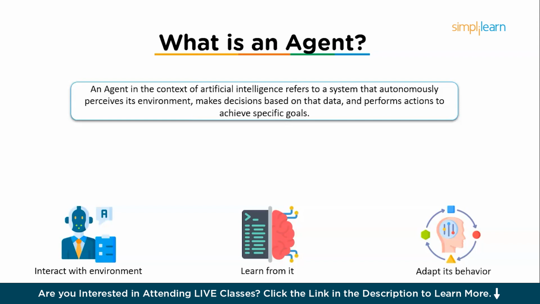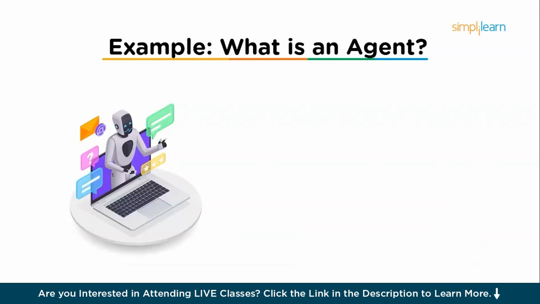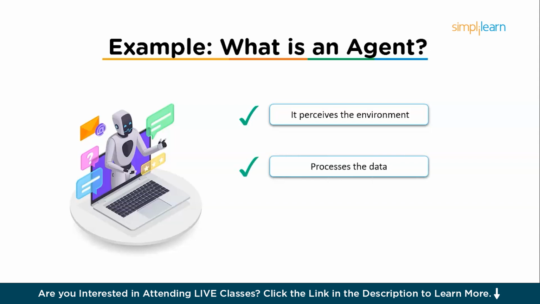So now, let's understand with the help of an example. A virtual assistant is an agent. When you ask it a question, it perceives the environment, that is the query. It processes the data and provides a response based on the knowledge base. It may also make autonomous decisions such as sending you reminders or scheduling meetings based on your preferences and calendar information.